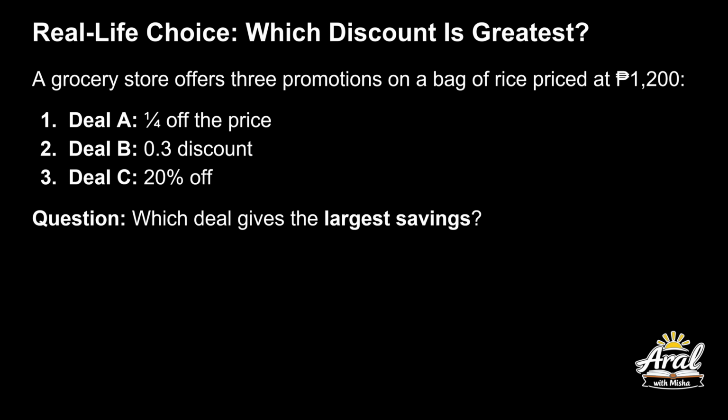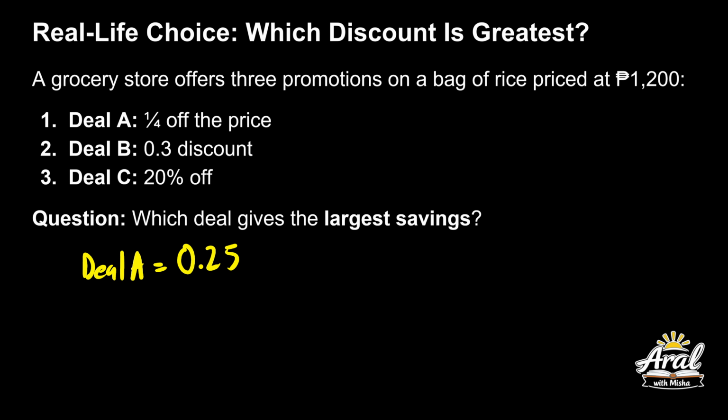Deal B, 0.3 discount. And deal C, 20% off. Which deal gives the largest savings? So, dapat kunin natin yung pinakamalaking discount. So, 1/4, i-convert natin to decimal lahat. Okay? Deal A is actually equal to 0.25. So, 1 divided by 4 lang yan.